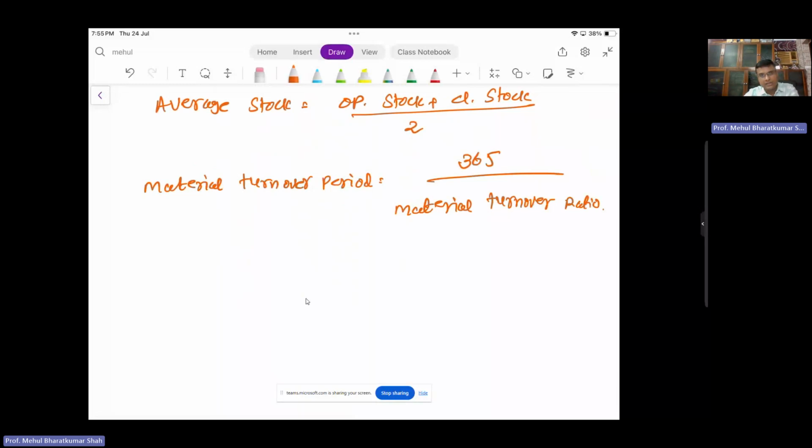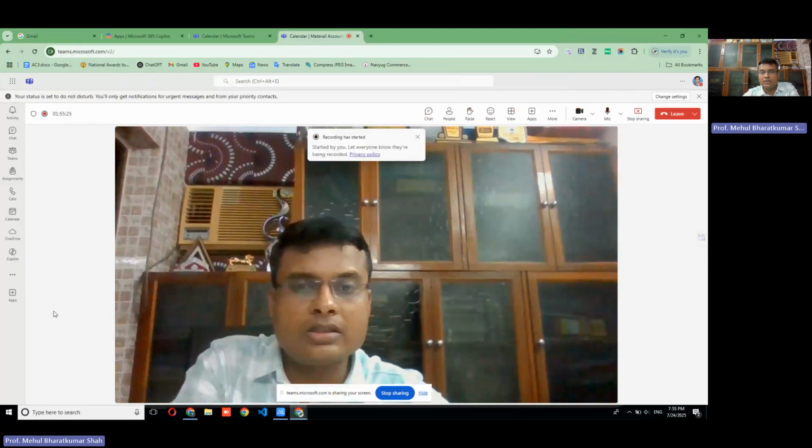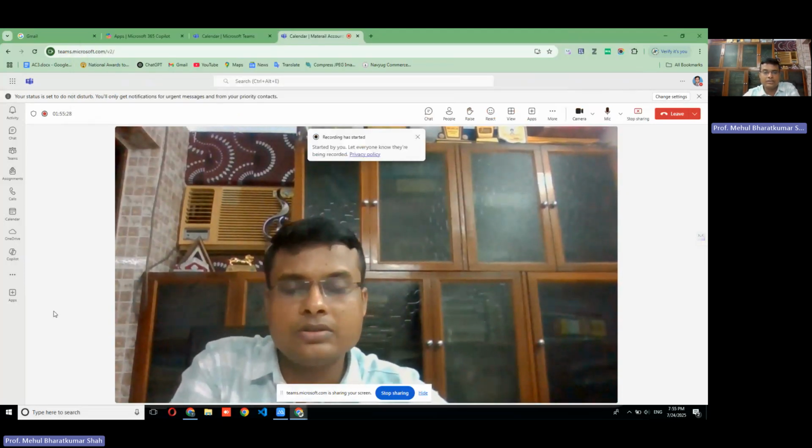Minimum level, maximum level, safety stock level, danger level, stock turnover. We need to keep these formulas in mind, so we are able to calculate the value of the material account. So it is about the material account.